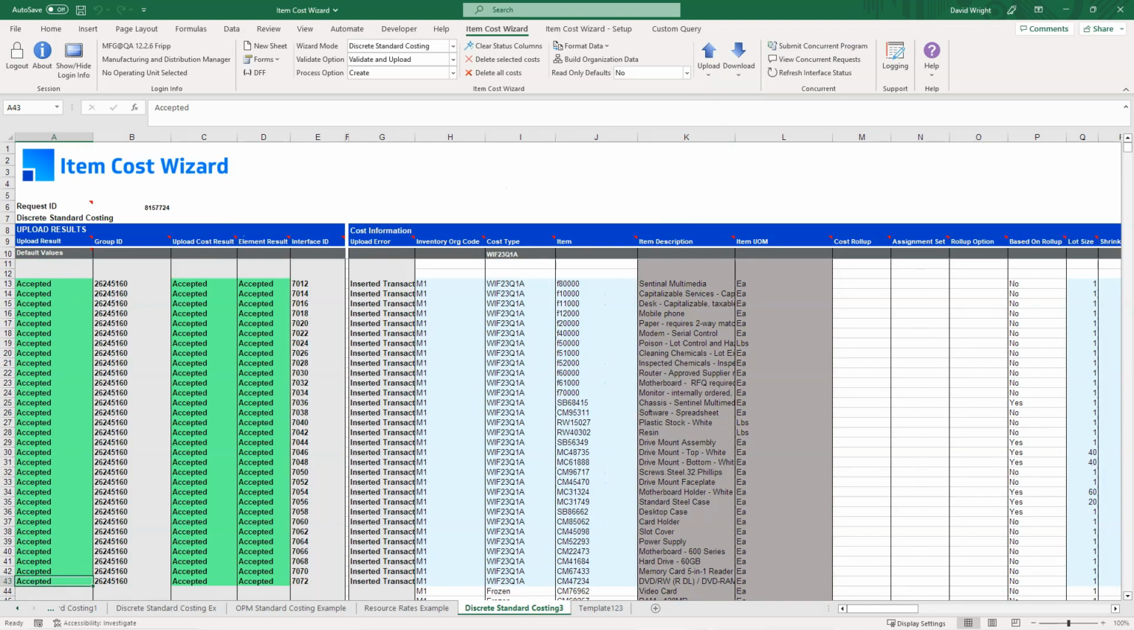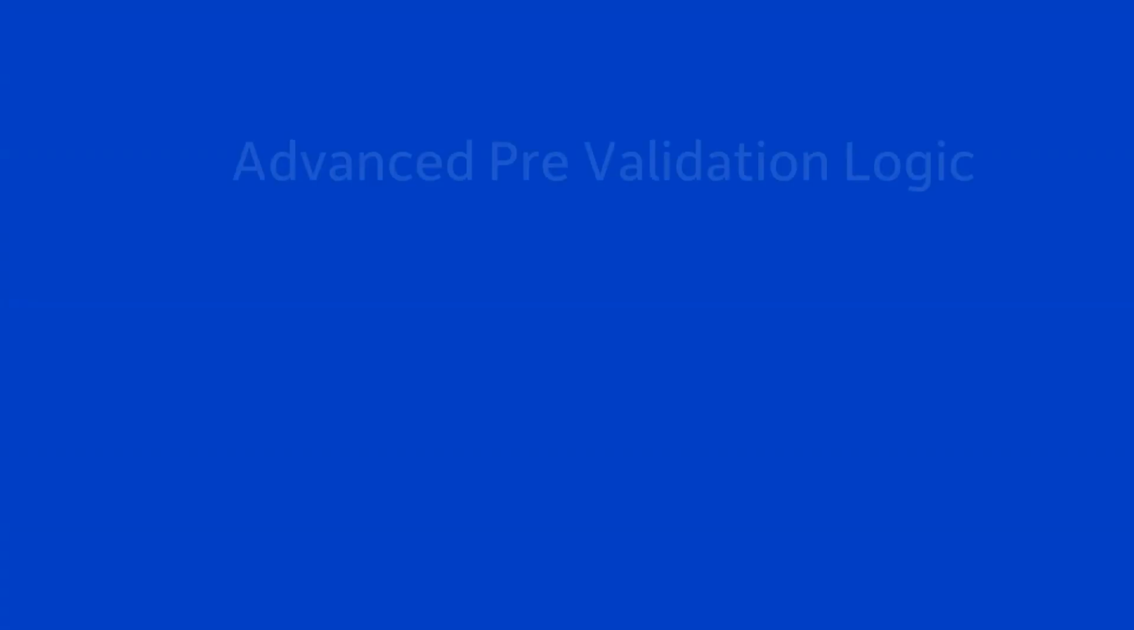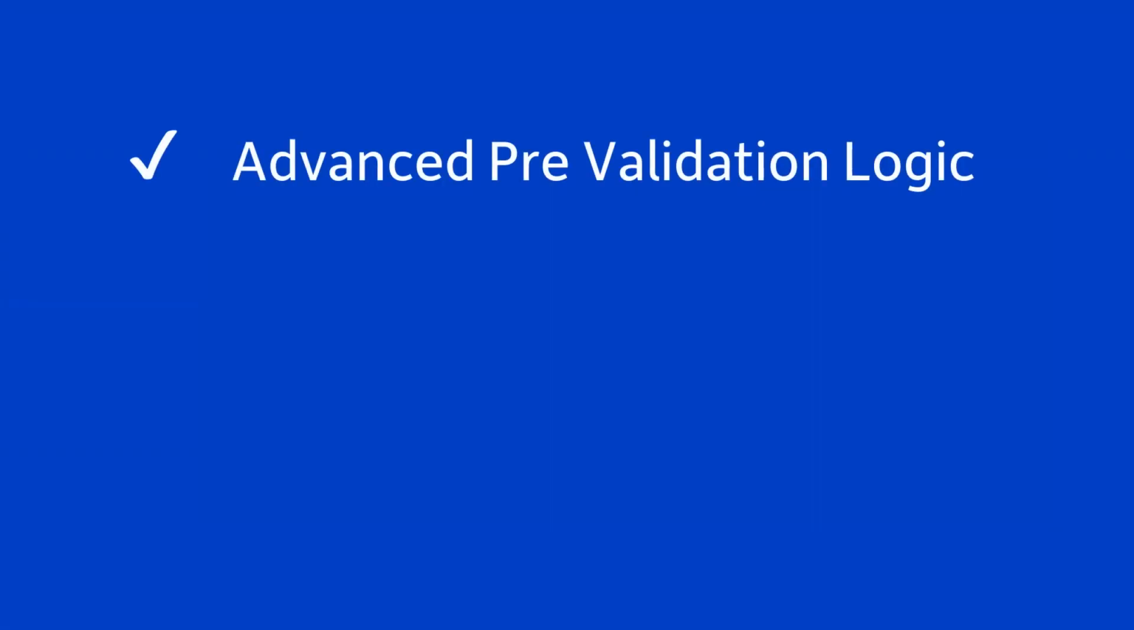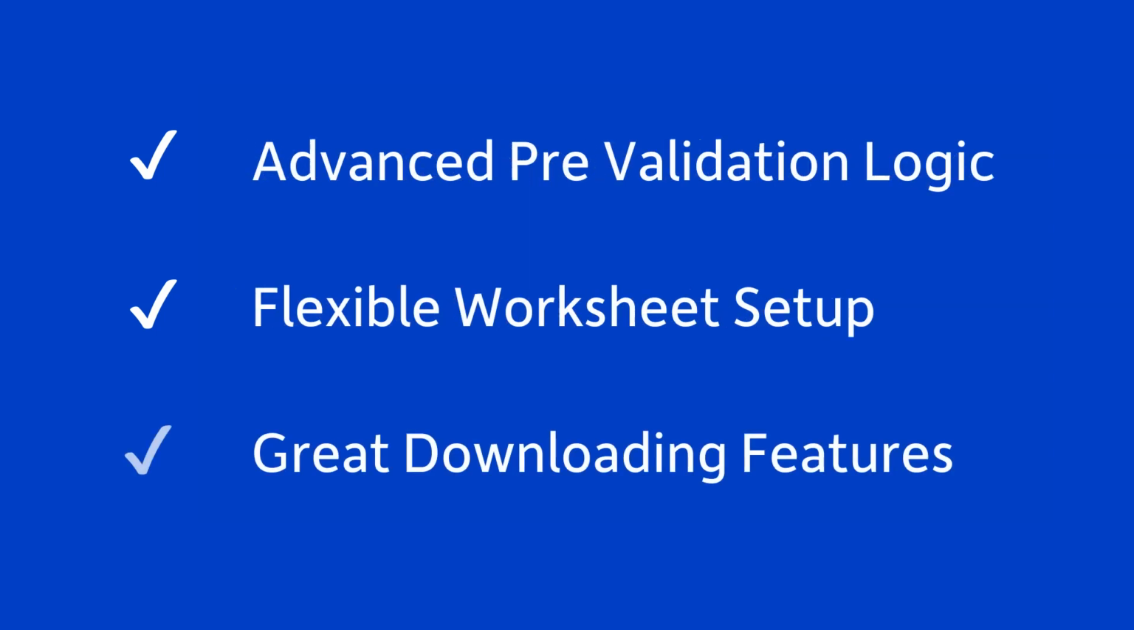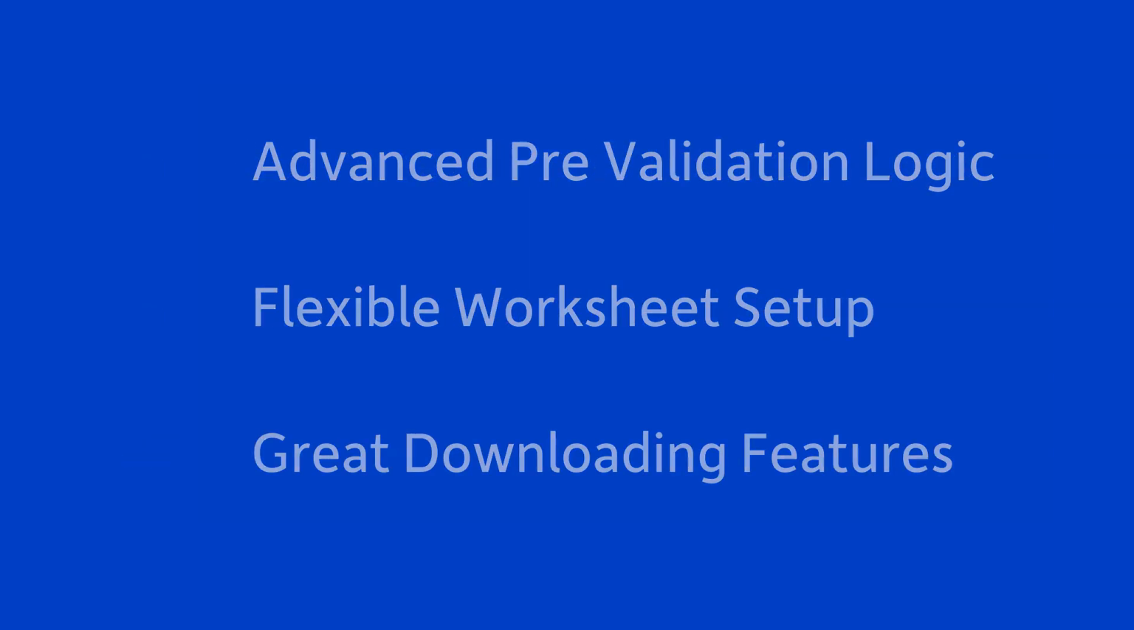It's really that easy. The resource rates is such a simple piece of functionality with the item cost wizard. From the advanced pre-validation logic at the upload stage, to the flexible worksheet layout so you can align columns to how you want to see the data, and of course that enhanced downloading option.